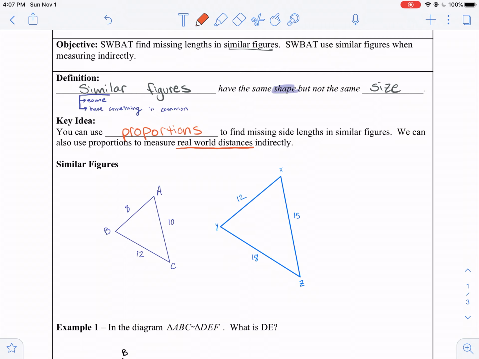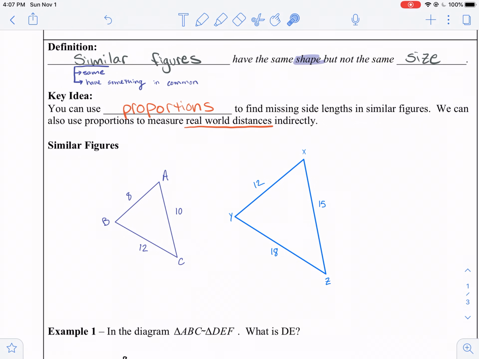So here I have two similar figures for you, and these are similar because they are the same shape, not because they are both triangles, that's a first necessary step, but because they have the same proportions of their side lengths, because as you'll find out in geometry, similar triangles have the same angle measures. Okay?